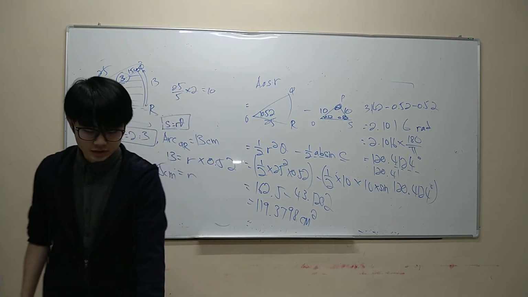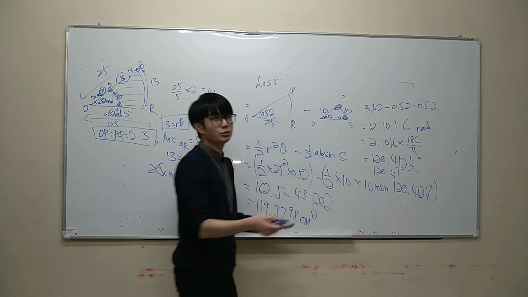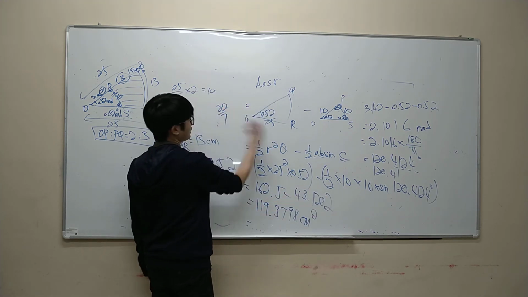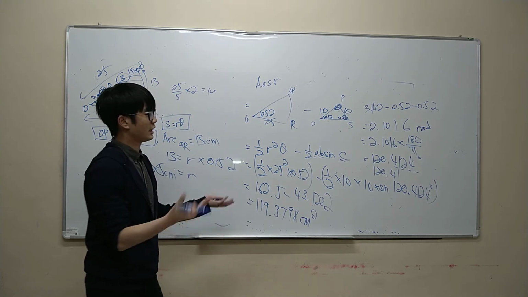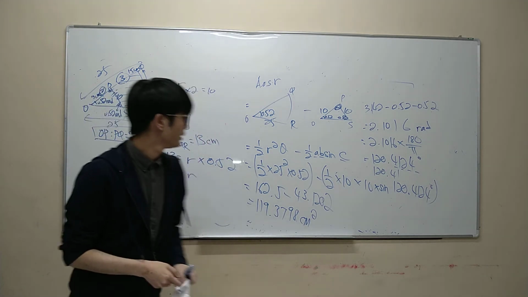Because it's different, right? Some people use pi, some people use 3.142, some use 22 over 7. So of course the answer will be slightly different, but it's okay, man. Okay, it's fine now.